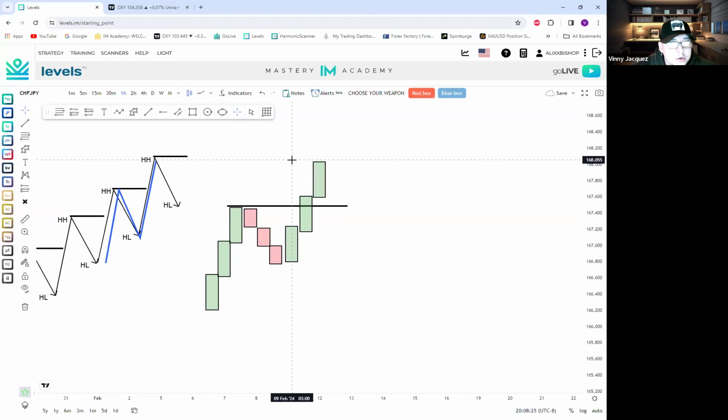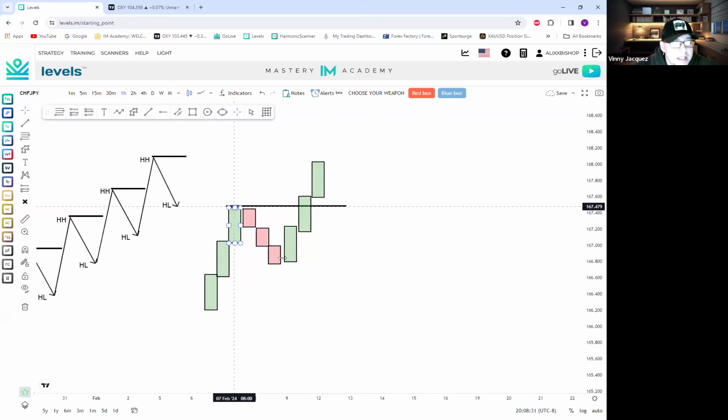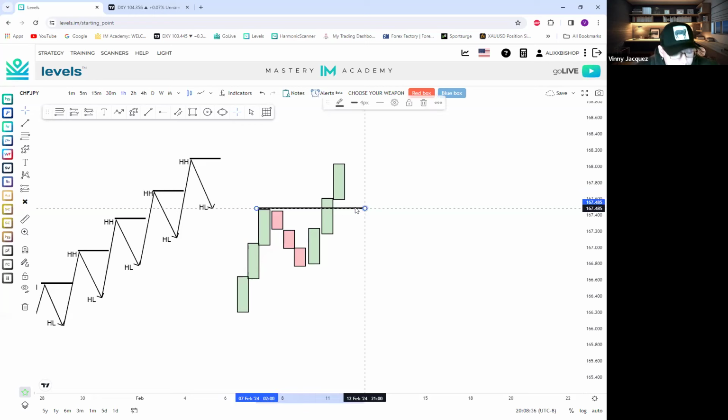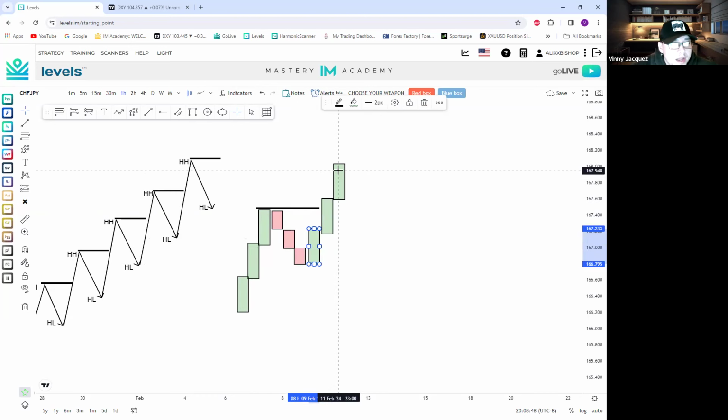Now I need to find a point of interest. I like the last selling candle before the breakout rally, guys. That's going to become our starting point. Why is that the starting point? Because notice how that's the last selling opportunity candle before the market started to rise. This last selling candle started this super strong bullish rally.